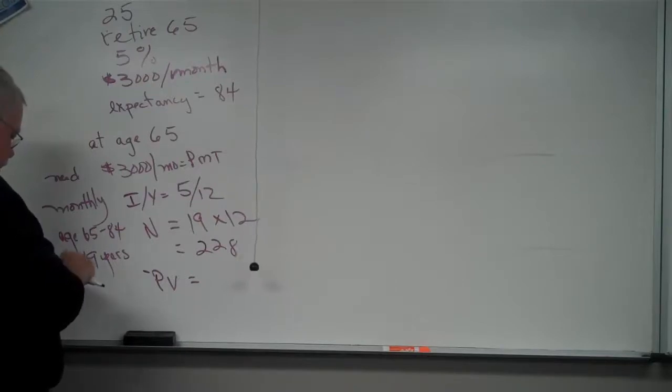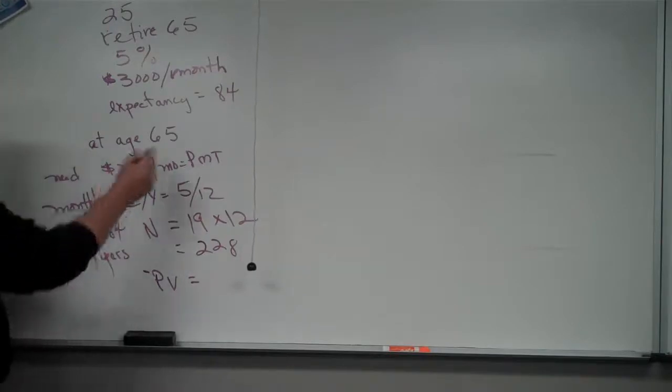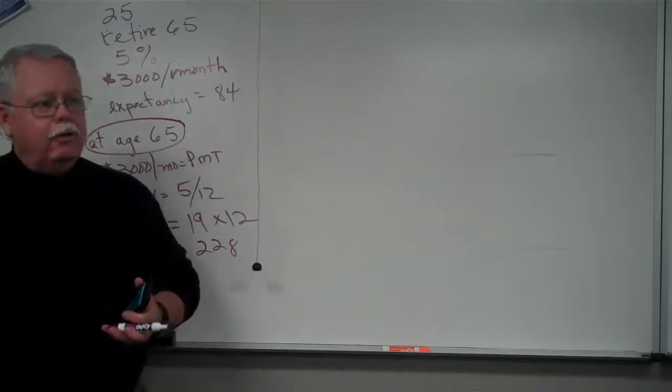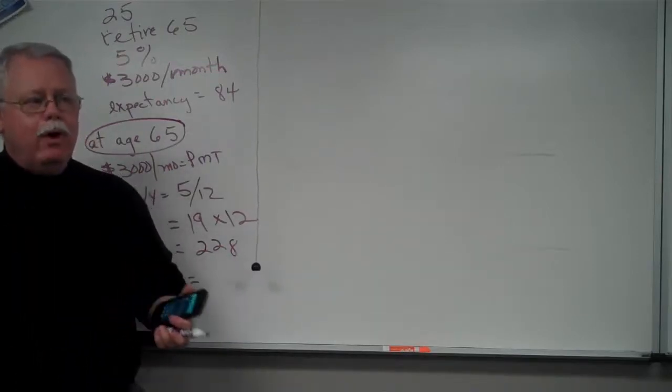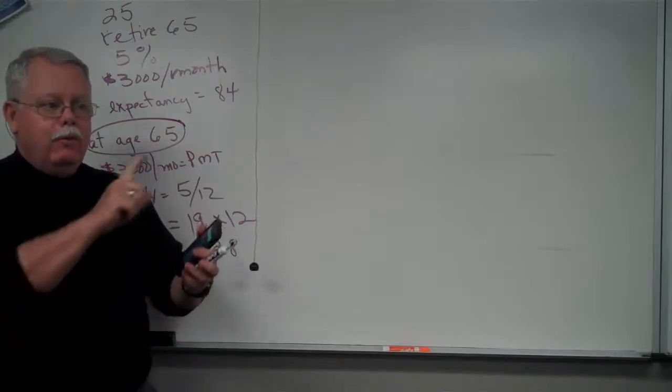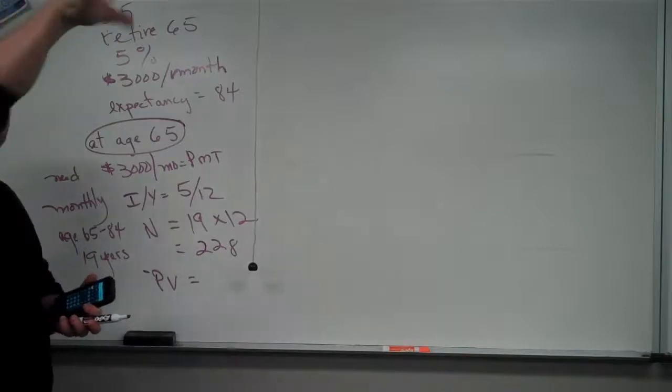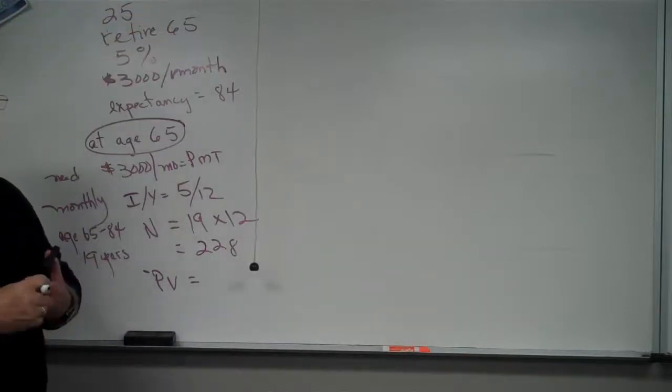Professor Strickland, why do you have present value? That's how much money I'm going to need in the bank the day I retire. Why not use future value? Because it will be the present value for me at that point in time. What we're going to calculate will become what we need in the future at age 65.